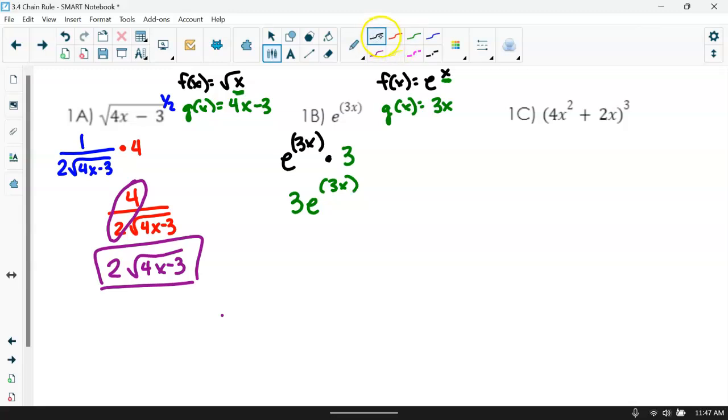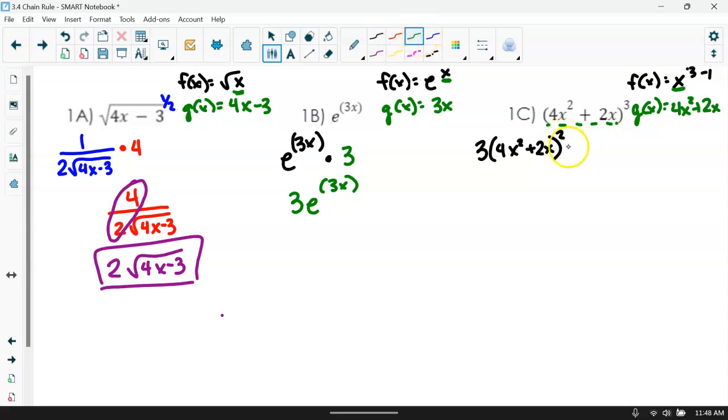Now here, your outside function, your f of x, is x to the third. What is inside, our g of x function that's being raised? 4x squared plus 2x. So here we go. Derivative of the outside function is bring down, subtract 1. So here I've got 3, but not x. 4x squared plus 2x is now raised to the second power. Then times the derivative of the g of x function, which is 8x plus 2, from again our power rule.